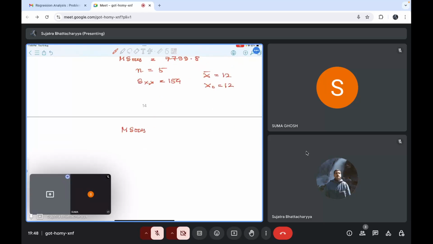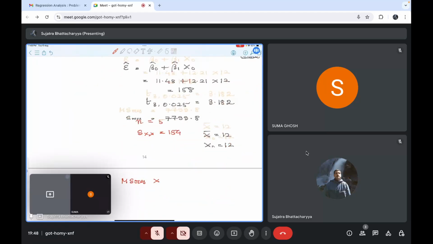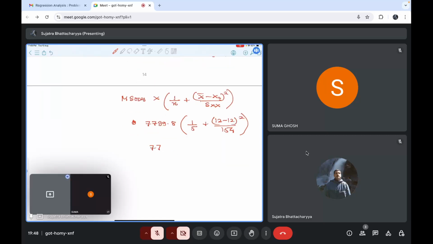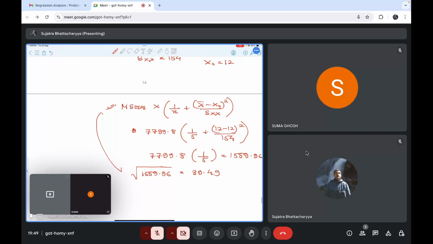So MS residual, what is that term? MS residual, this one. So let us calculate this: MS residual times 1 by n plus x bar minus x naught whole square divided by Sxx. MS residual is known, so how much is it? 7799.8. 1 by n, 1 by 5. 12 minus 12 whole square divided by 154. Correct? So 7799.8 into 1 by 5, because this term is 0, comes out to be 1559.96. But we need to take the root of this. So the root of 1559.96 is 39.49. So this is nothing but this term. Oh, where is it? This one. It's the square root, okay, because in the confidence interval, we need the square root of this.